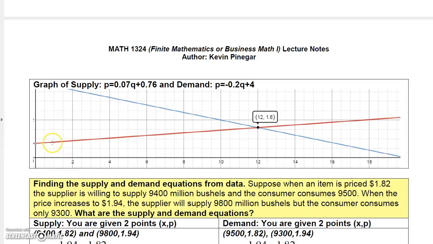So then if you view the graph here, you see that the red graph has a positive slope, so that must be the supply equation, and then the blue graph has a negative slope, so that must be the demand equation. Okay, so that's your graph of the two functions, and you'll notice they intersect at Q equals 12 and price equals $1.60.